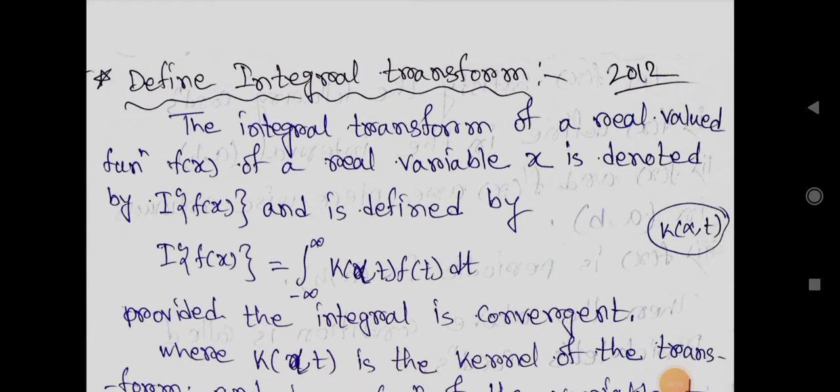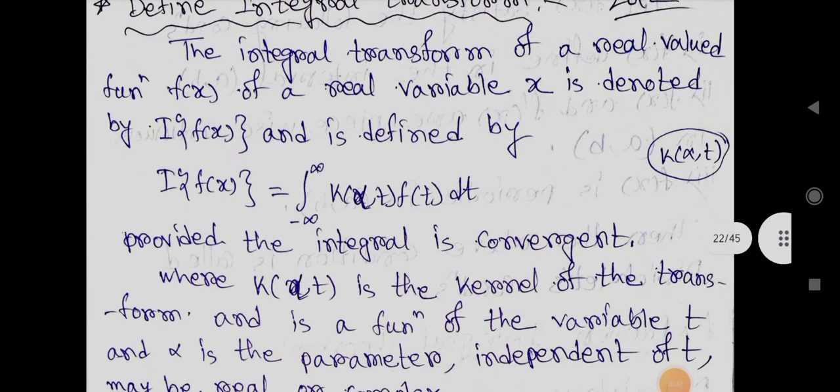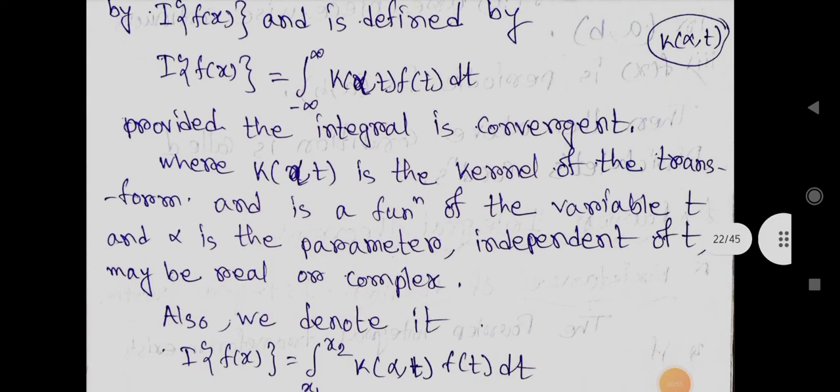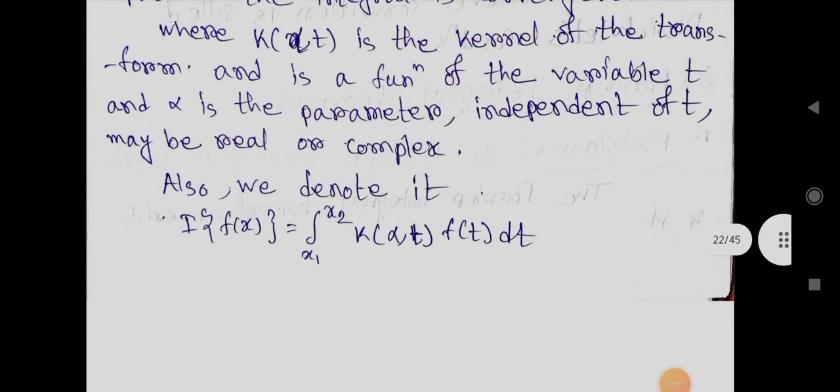Now start a new topic: define integral transform. The integral transform of a real valued function f(x) of a real variable x is denoted by I(f(x)) and is defined by I(f(x)) equals integration from minus infinity to infinity of k(alpha, t) f(t) dt, provided the integral is convergent, where k(alpha, t) is the kernel of the transform and is a function of the variable t, and alpha is the parameter independent of t, may be real or complex.